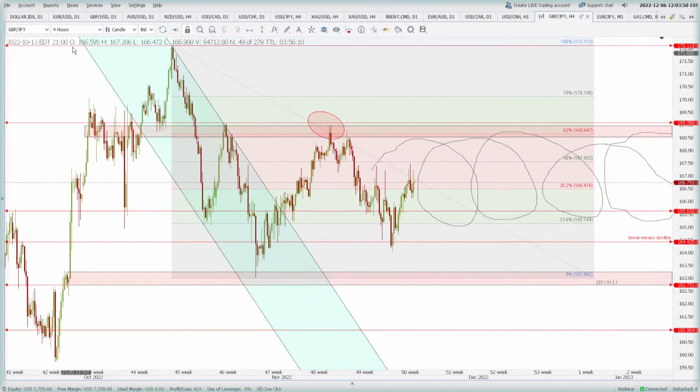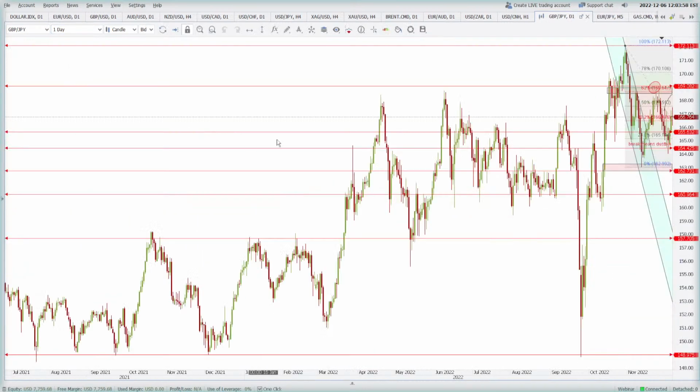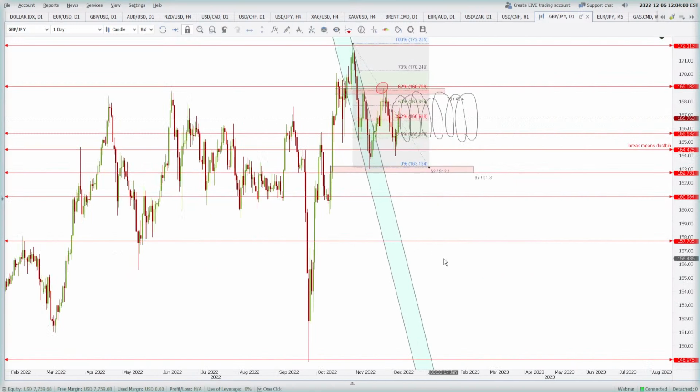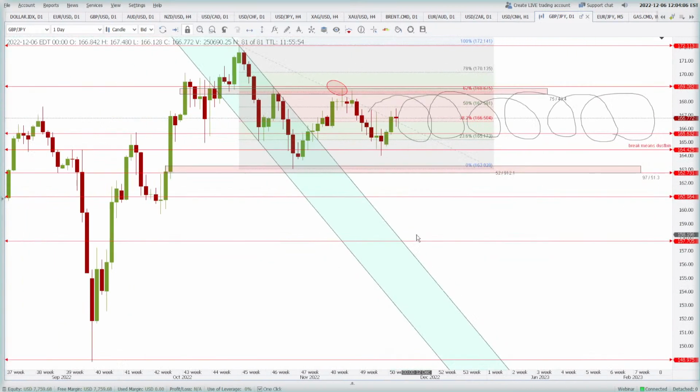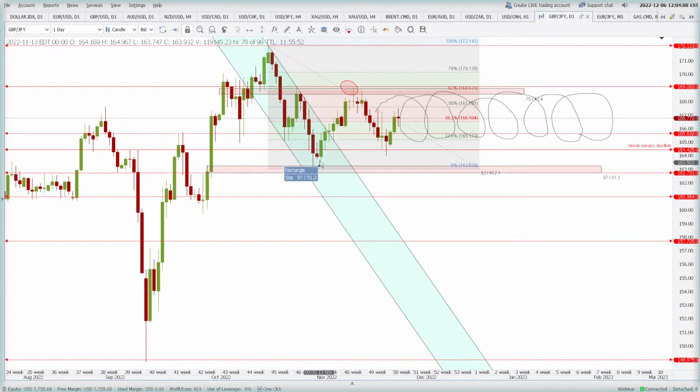GBP JPY, well, did I not tell you that the price will start moving like this, coiling in these two ranges? Yes, it is happening. I'm sorry, the price is going almost nowhere. But yes, this is also a huge range to trade. But yes, right now the price is going nowhere.